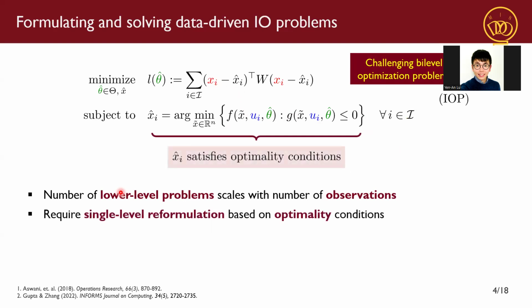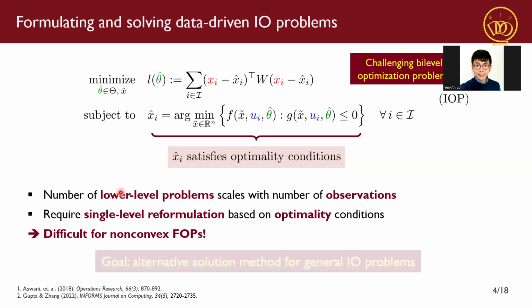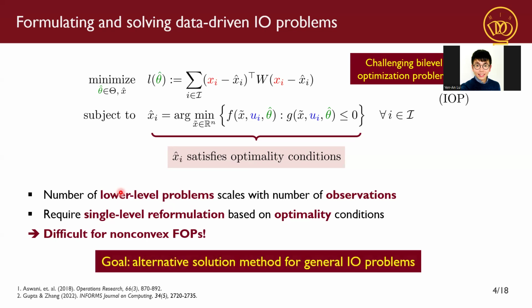And typically, the solution algorithm requires single level reformulations based on optimality conditions like KKT or duality theorems. However, this kind of strategy becomes challenging when we're trying to estimate the parameters inside nonconvex forward optimization problems. So this motivates this work. We're trying to come up with an alternative solution method that can apply to general inverse optimization problems.